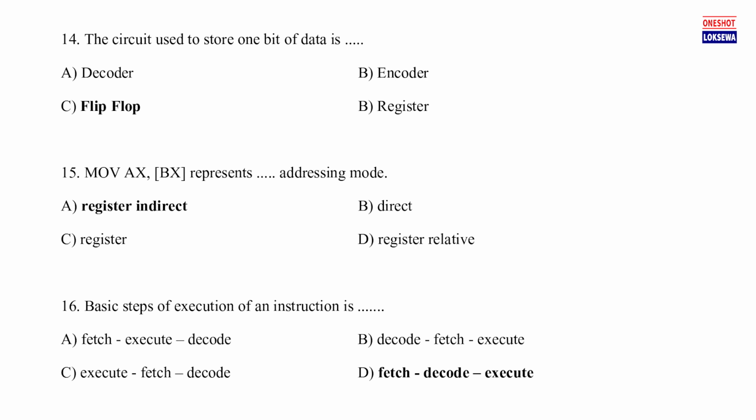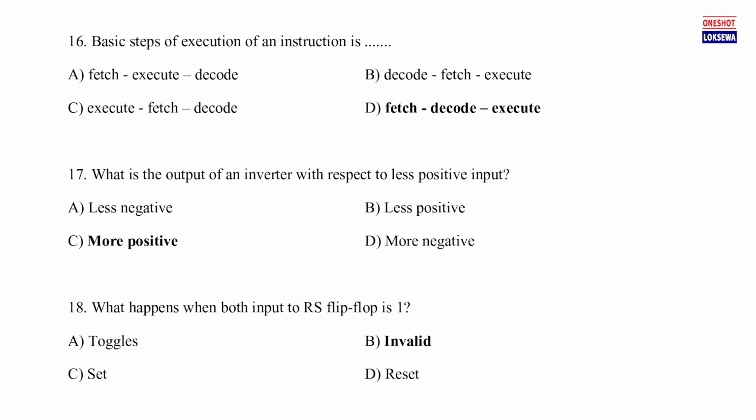16. Basic steps of execution of an instruction is A. Fetch, execute, decode. B. Decode, fetch, execute. C. Execute, fetch, decode. D. Fetch, decode, execute. 17. What is the output of an inverter with respect to less positive input? A. Less negative. B. Less positive. C. More positive. D. More negative.